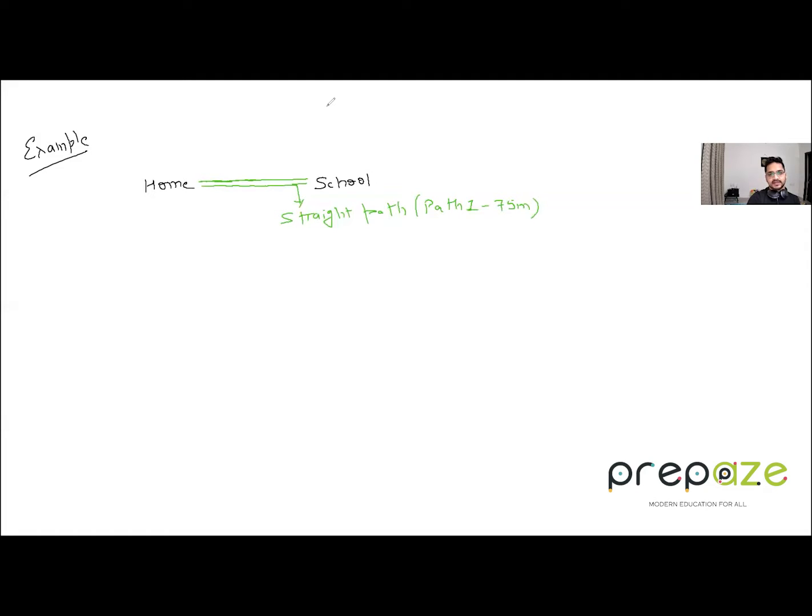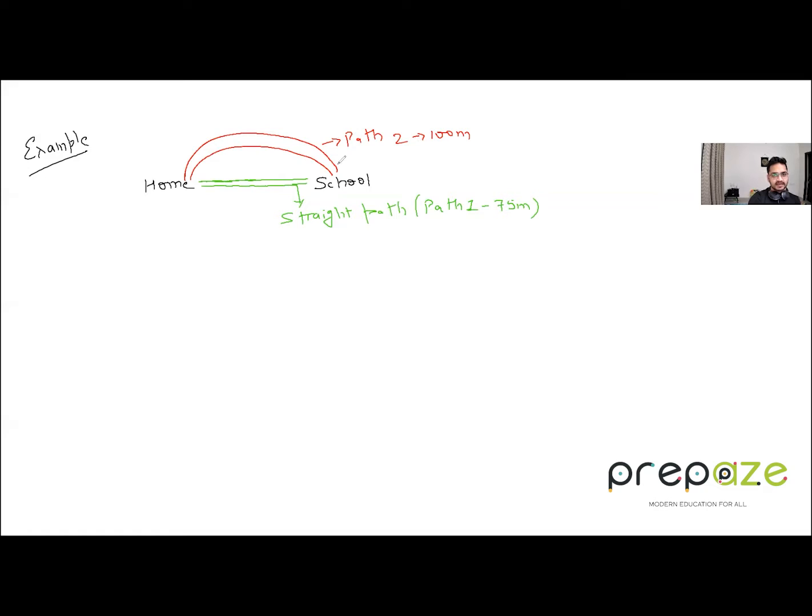All right. Now there is another path which is a curved path like this. Suppose this is path 2. I will say it is 100 meters. Obviously it will be greater. These are the two paths I mentioned.